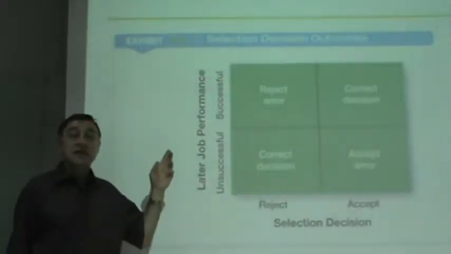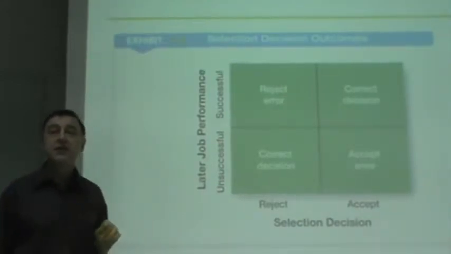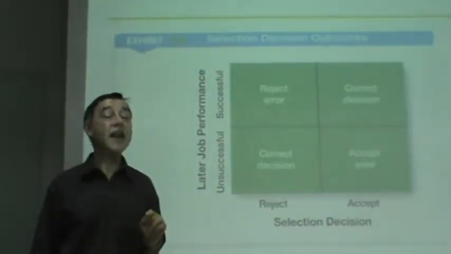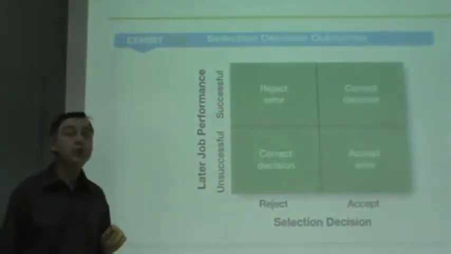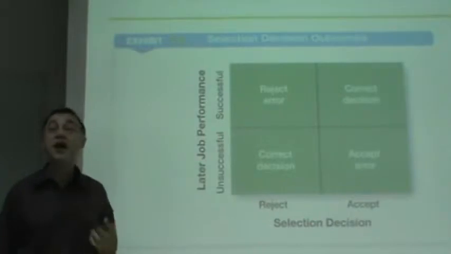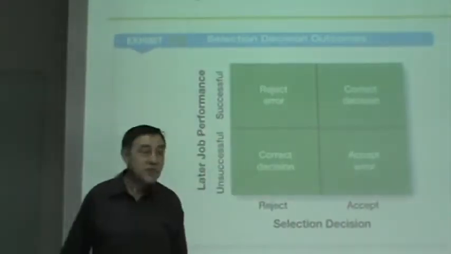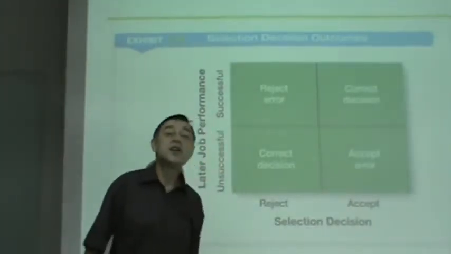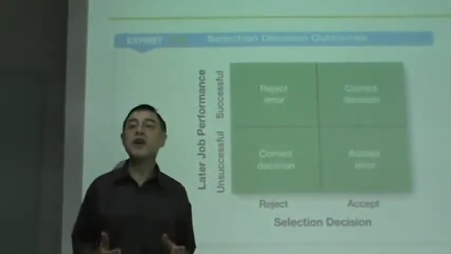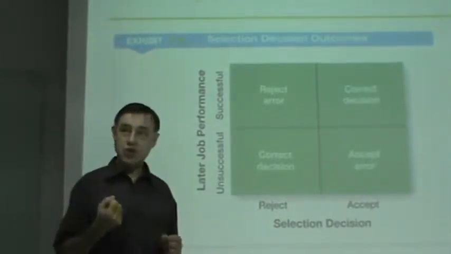Now, the next step we discussed was selecting job applicants. In selecting job applicants, you have 2 major errors that you can make. The errors are a reject error and an accept error. In an accept error, you take an employee who is not really good, but you accept them for the job.